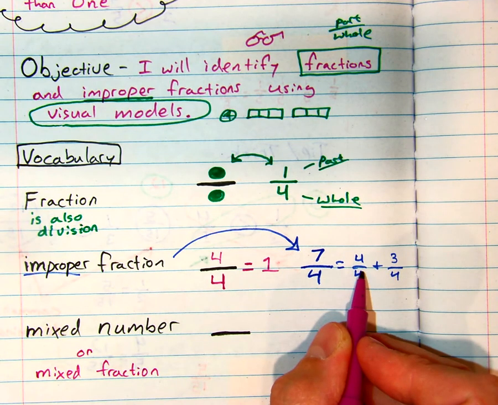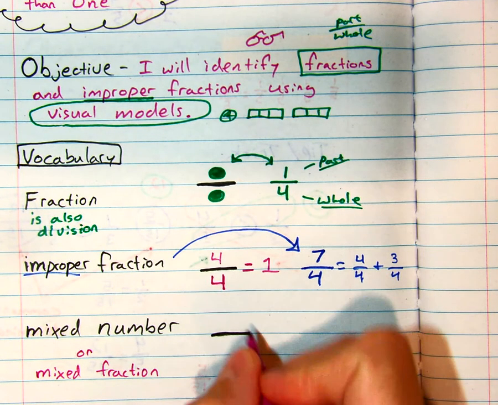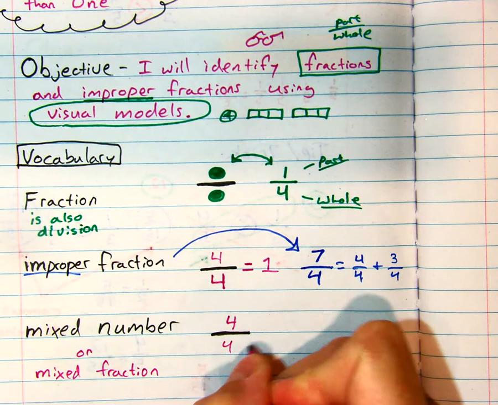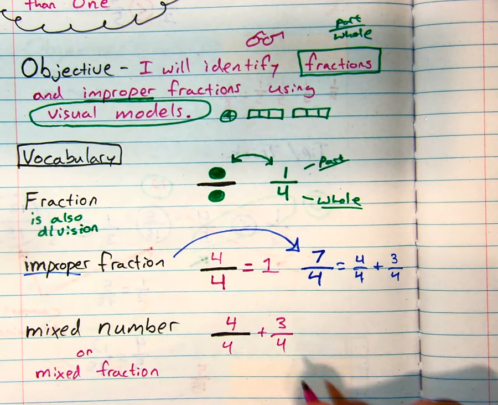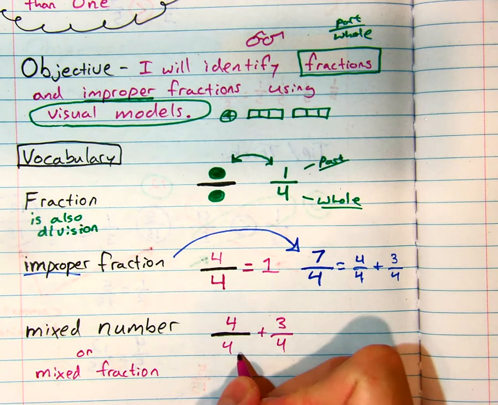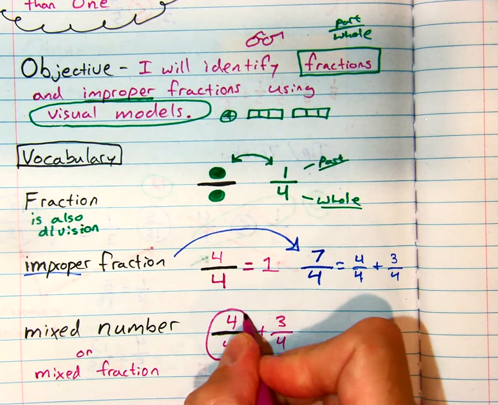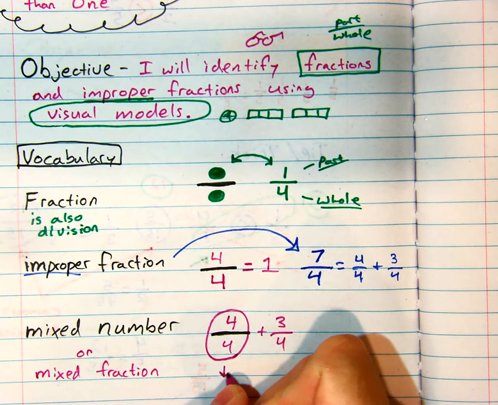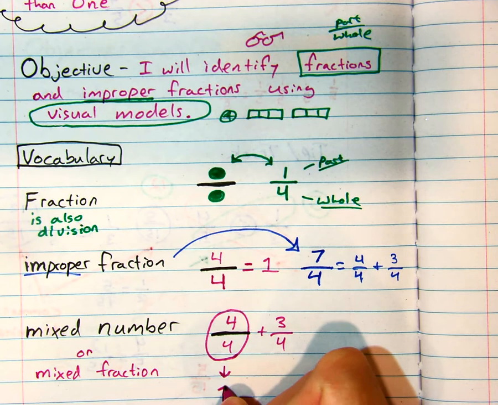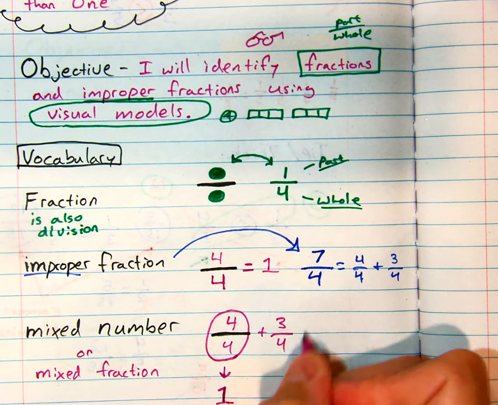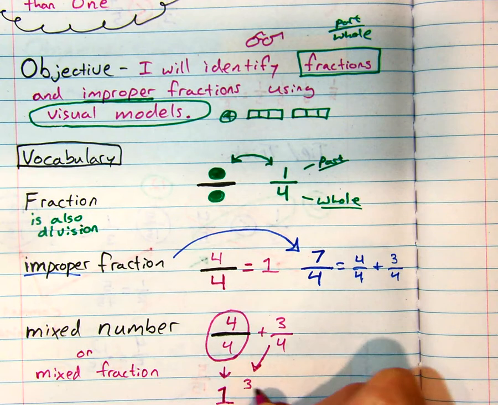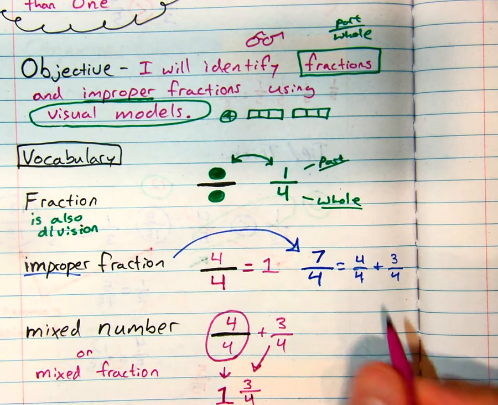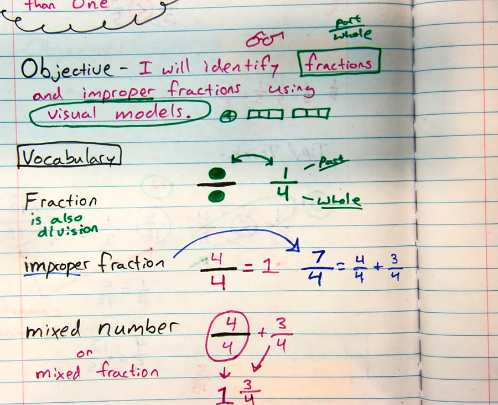is 4/4 plus 3/4. So it's 4 over 4 plus 3 over 4. How we write a mixed number is quite easy. We take the 4 over 4 and we just rewrite it as 1 whole. And then the leftover, the remaining pieces, we just bring it down. So we say it's, no, Mr. McNeil, it's not 7/4, it's 1 3/4.